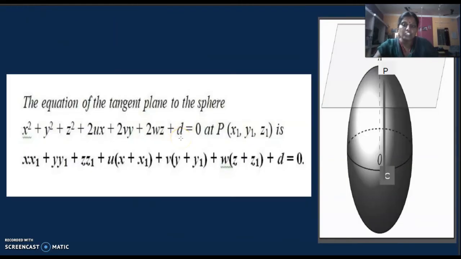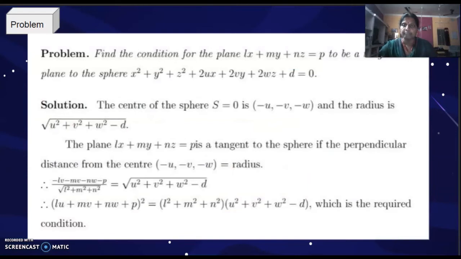This is the equation of a sphere. The equation of a tangent plane at the particular point P of x1, y1, z1. See here, this is the point x1, y1, z1, and this is the center of the sphere. This is the plane. We can represent the equation of the tangent plane as x x1 plus y y1 plus z z1 plus u into x plus x1 plus v into y plus y1 plus w into z plus z1 plus d equal to 0. So this equation represents the equation of a tangent plane.